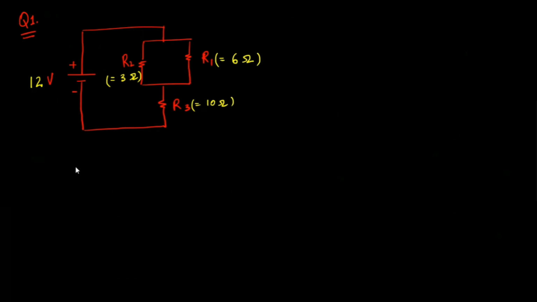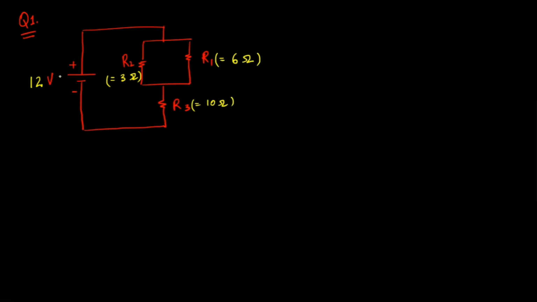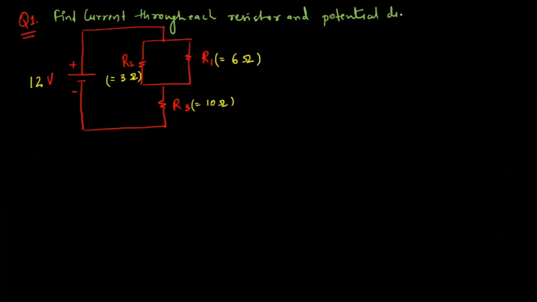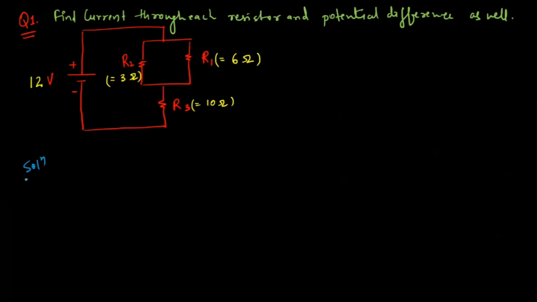There are different ways of doing this problem, but we'll try to understand this by using Kirchhoff's law. Try to understand this very carefully. So the question is to find the current through each resistor and the potential difference as well. As we understood how Ohm's law can be applied in the previous session, we can apply that also. Let us try to solve it using that first.